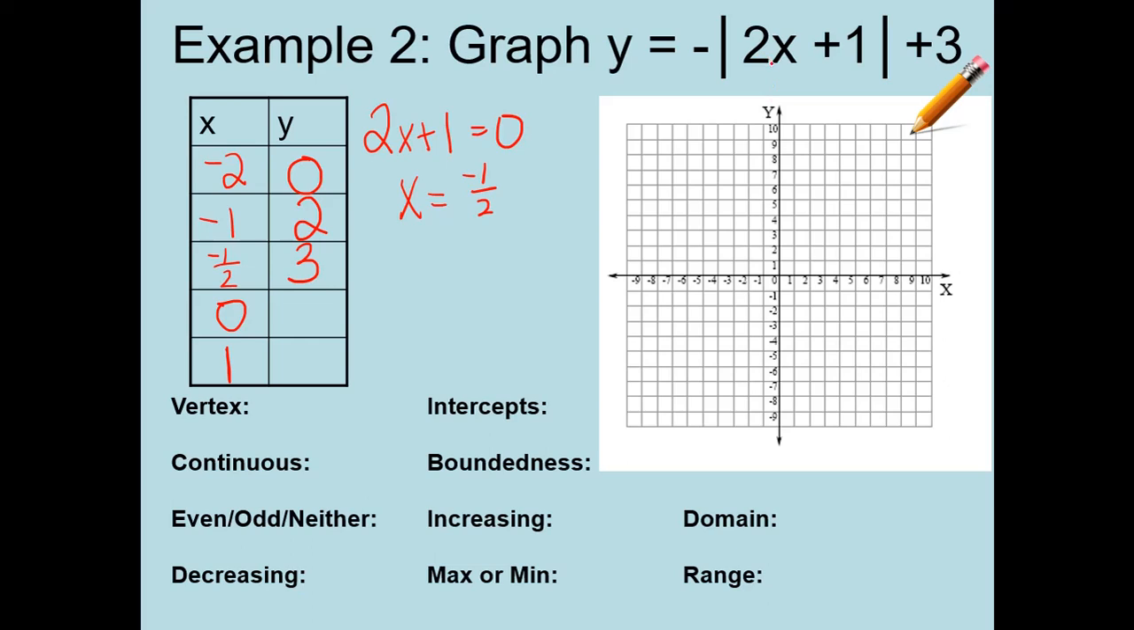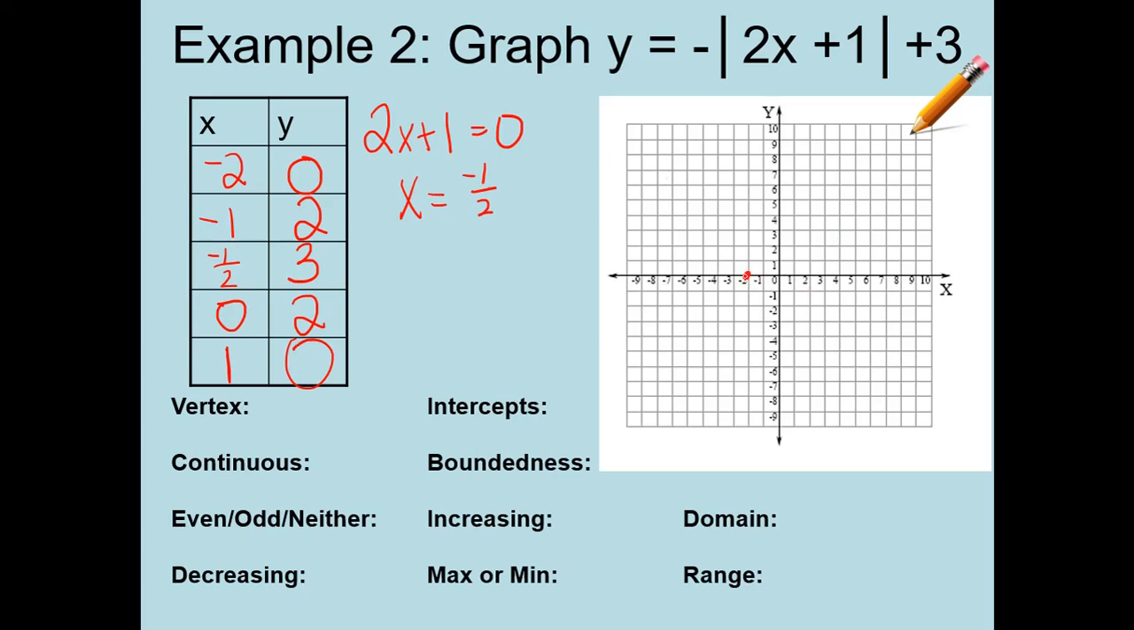0 times 2 is 0. Plus 1, 1. Absolute value, 1. -1, because that negative. Plus 3 is 2. Yay, they match. Let's try the 1. 2 times 1 is 2. Plus 1 is 3. Absolute value, 3. -3 plus 3. Whew, also 0. Whew, we got it.